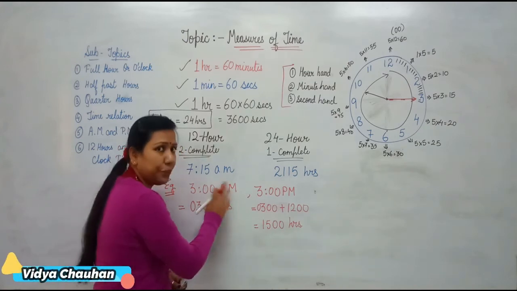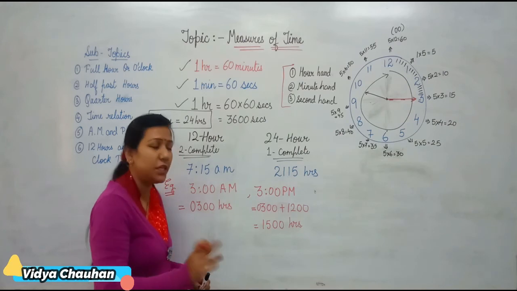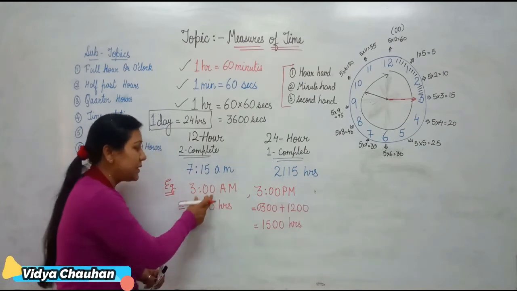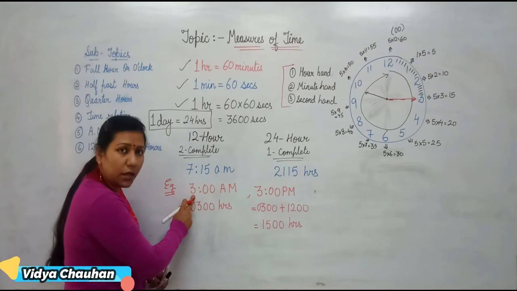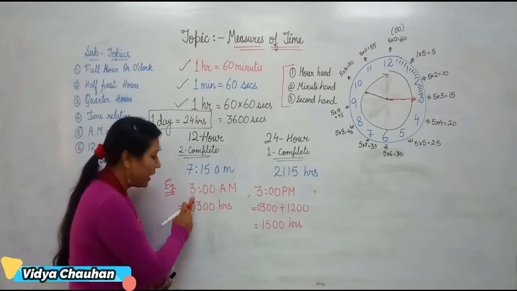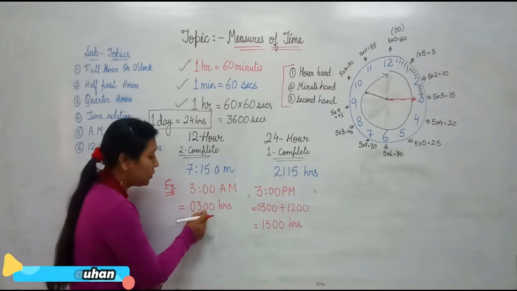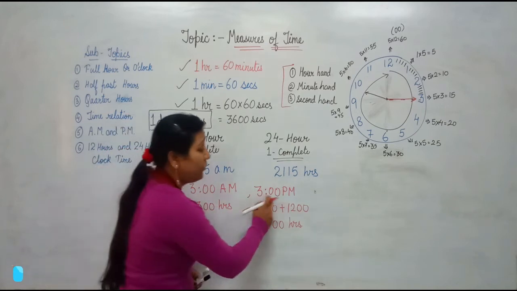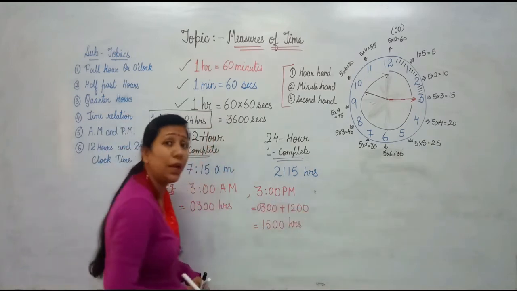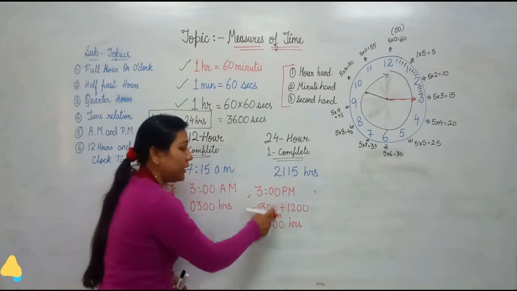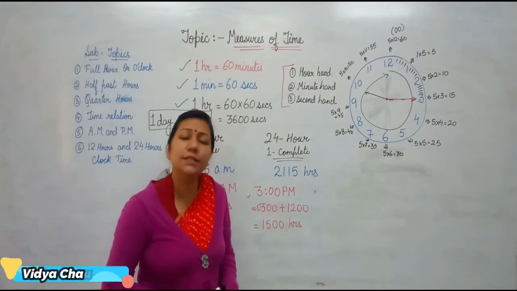If it is AM, then there is no need for any changes. Simply you will write the digits. If the value in hour is less than 2 digits, then you will put a 0, so it will be 0300 hours. And if it is PM, then you have to add 1200 to the same value. We will discuss some more questions in detail.